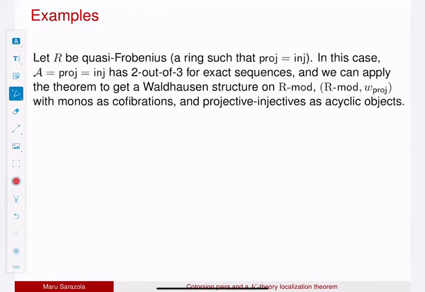So for example, if we let R be what we call quasi-Frobenius rings, these are rings where the projective and injective modules are the same, then we can take the trivial class to be the projective injectives. And it's quite easy to show that this does satisfy 2 out of 3 for exact sequences. And so we can apply our theorem to get a Waldhausen structure on our modules, having cofibrations as the monomorphisms and having these projective injective modules as the trivial ones.